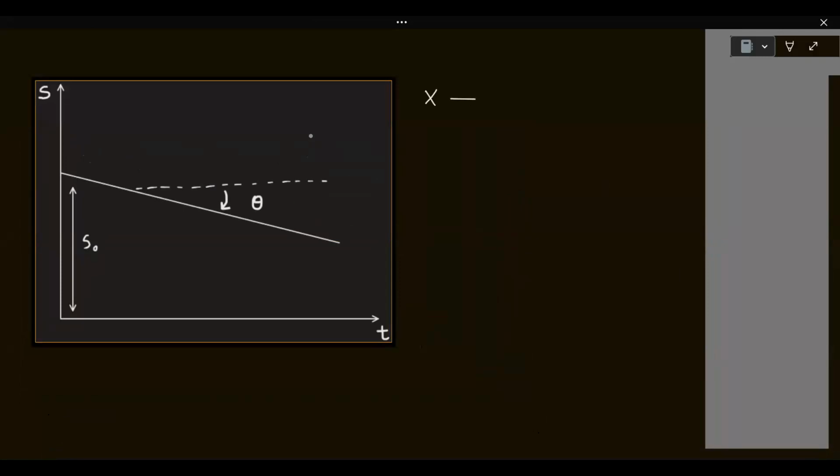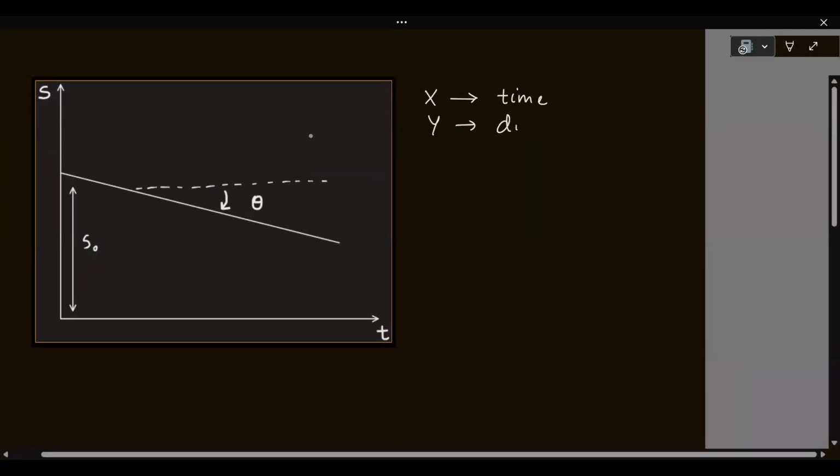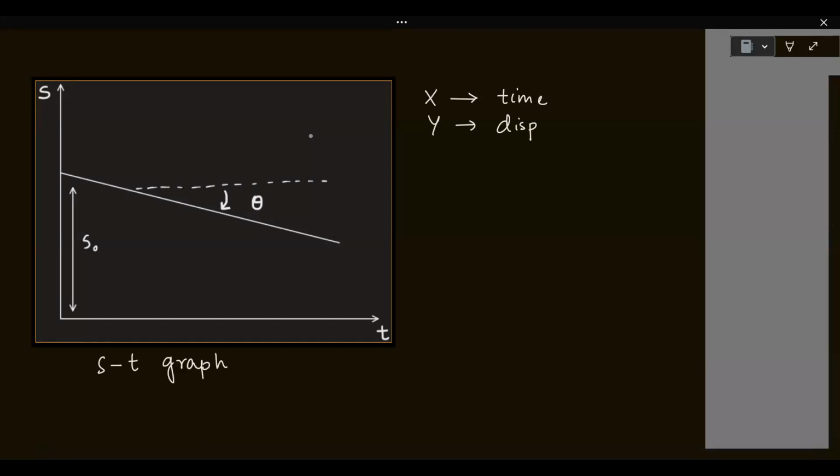X represents? Time. Time, very nice. What does Y represent? Displacement. So this is a displacement versus time graph. Very nice. Is the displacement increasing or decreasing? Can we comment on displacement? Please tell me what is happening to displacement. It's decreasing. How do we know this?